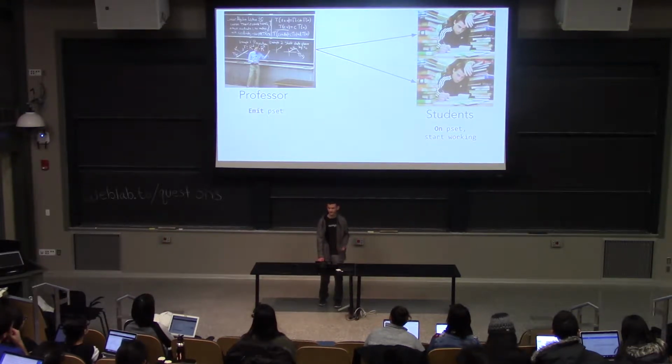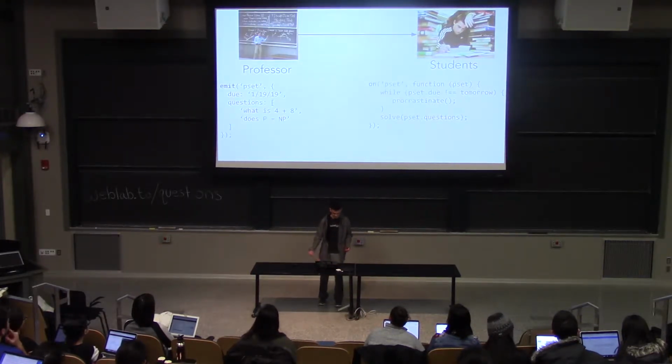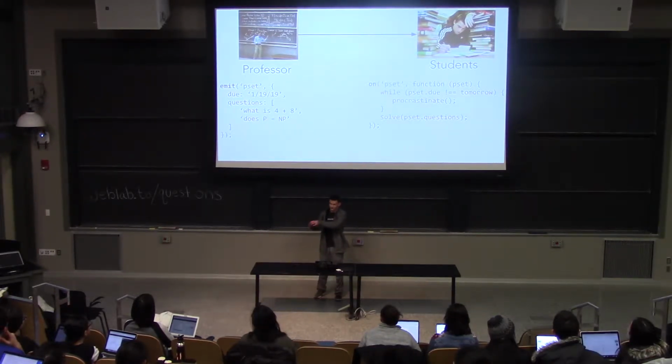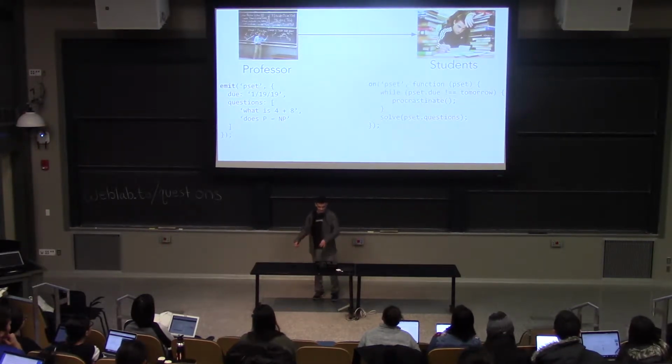If you want to actually write this in socket code, it might look something like this. So the professor's going to emit a pset, and along with emit, you provide some data. Like, it's due this day, you have these questions, solve easy stuff, what is PWP? The students define an event listener. So on pset, when I get a pset, I'm going to run this code. I'm going to procrastinate forever and eventually try to solve it. That's simple. There's two commands.